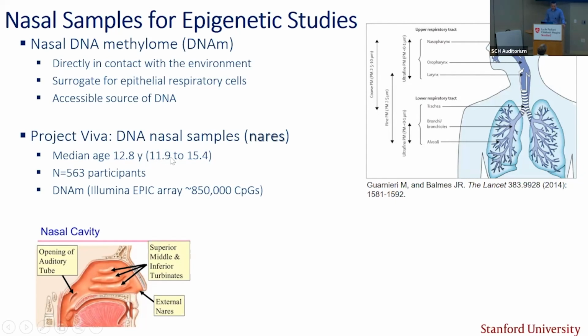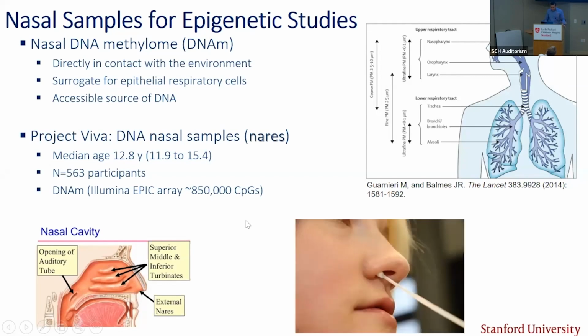So we did a study. Also, this is a prospective birth cohort in Boston, Massachusetts. The median age was about 13 years. We have about 500 participants, and we profiled their epigenomes with the microarray that I just mentioned, getting close to 900,000 individual sites.